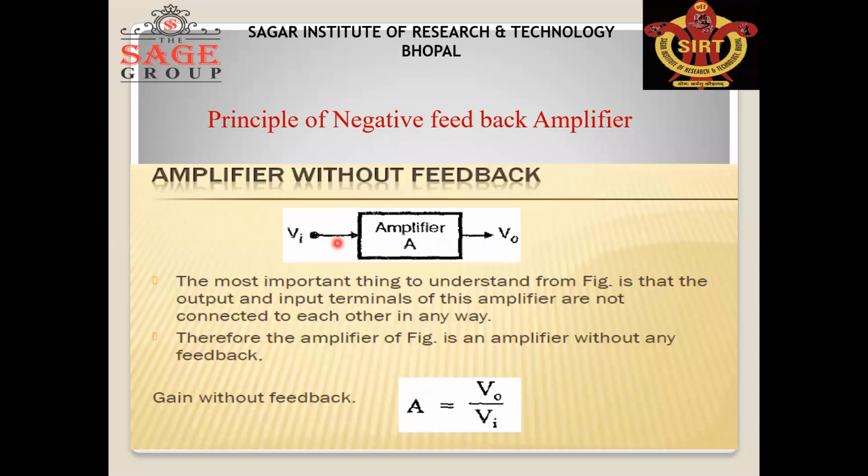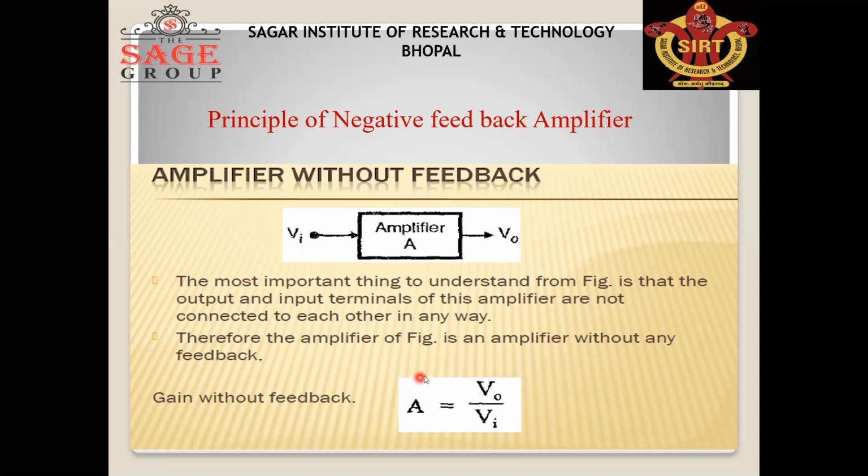Now we will study the principle of negative feedback amplifier. To study the principle, we will see what the effects of negative feedback on the amplifier are. First we will study the amplifier without feedback. So this is the amplifier, input is Vi, output is V naught. We know that the gain of the amplifier is denoted by A, and gain is the output upon input. So the gain of the amplifier can be written as V naught upon Vi.